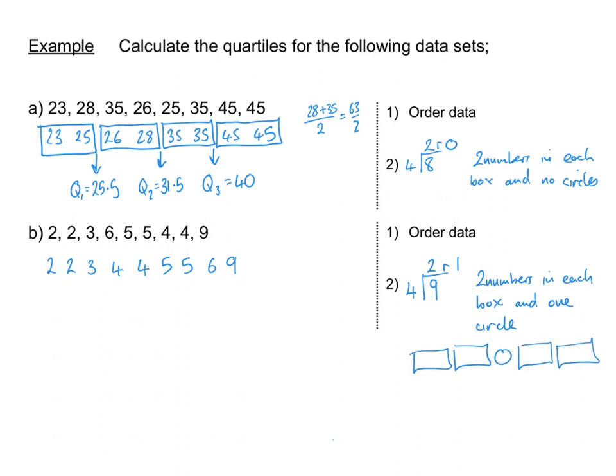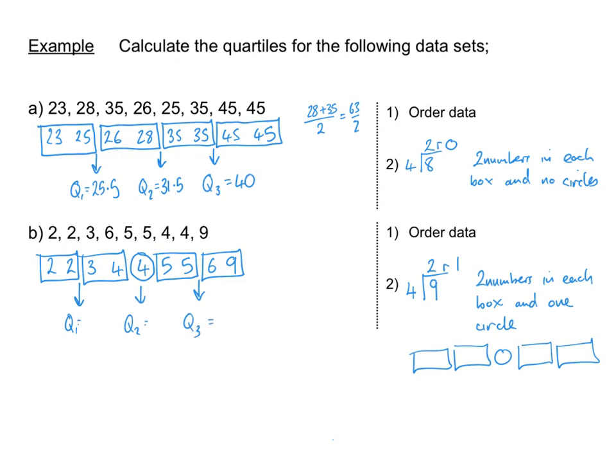So let's try and put that around our numbers over here. So 2 numbers in the first box, 2 numbers in the second box, 1 circle, 2 numbers in the next box and 2 numbers in the next box. So our data is split into our 4 equal parts, 1, 2, 3, 4, but we obviously have one remainder which is going to go bang in the middle here. So let's start taking our quartiles from that. Again, the gaps between the boxes are where we're going to find our quartiles. So Q1, Q2 and Q3.